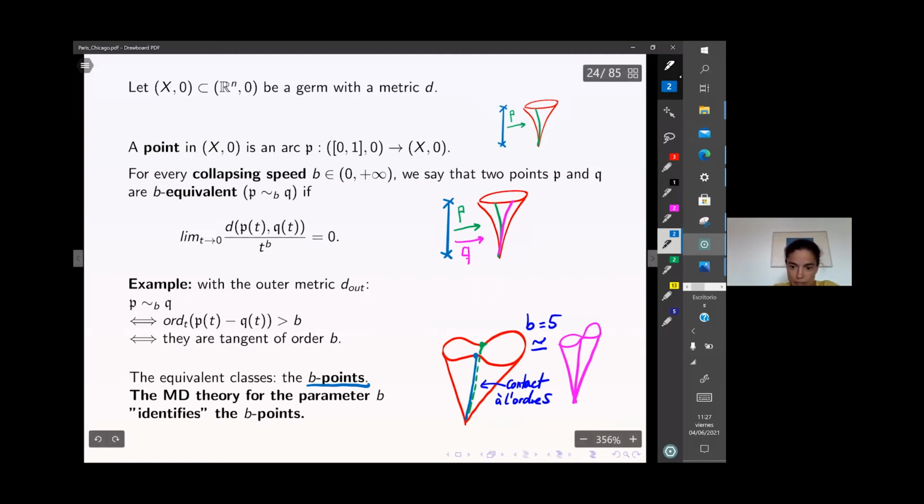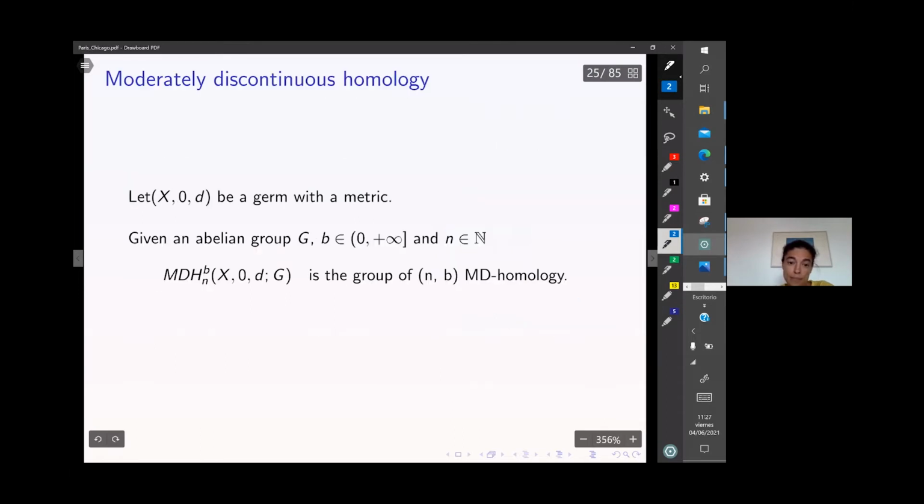Here I have an example. I have this surface that is almost a linear cone, but for example, these two curves, the blue one and the green one, are tangent, let's say, of order 5. Then, as I said, for the parameter b equals 5, these two points are identified, and then studying this surface will be the same as studying this one. With respect to the parameter b, they are the same.